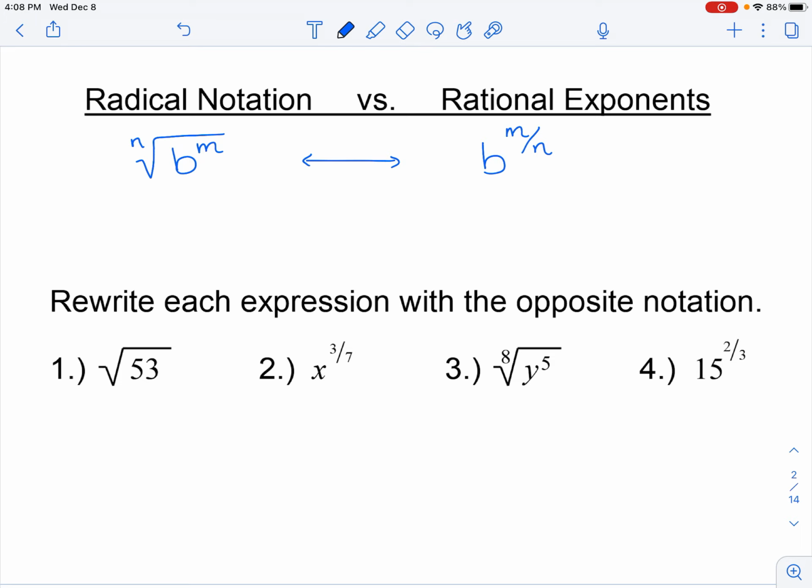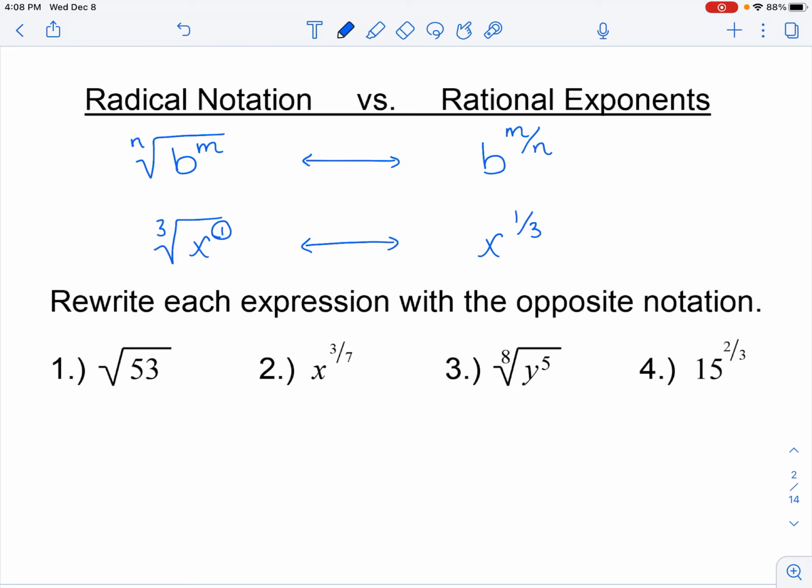Okay. So if I had something like the cube root of x, I can write that with a fractional exponent instead. The base is still an x, the index is a 3, the exponent here is a 1. So this is x to the 1/3 power. So what I want you to do is copy down these problems and go through and try to write them in the opposite notation.